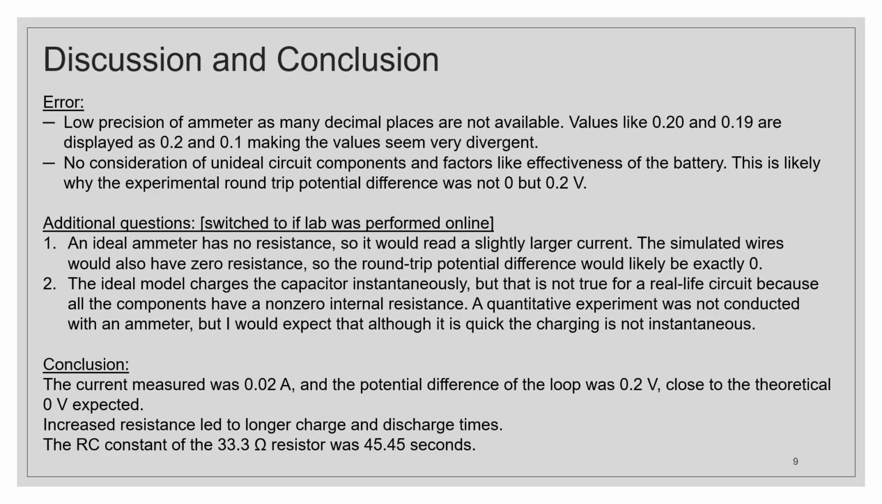To conclude, the current measured was 0.02 amps, the potential difference of the loop was 0.2 volts, increased resistance led to longer charge and discharge times, and the RC constant of the 33.3 ohm bulb was 45.45 seconds.